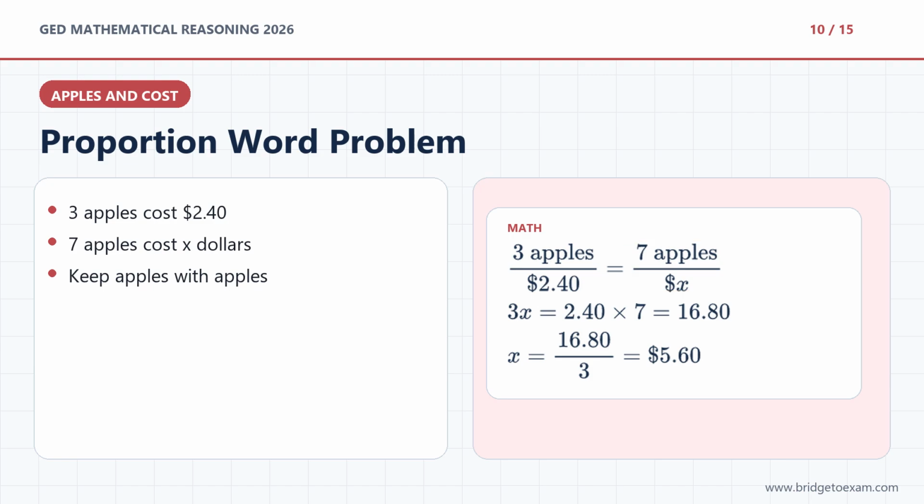If 3 apples cost $2.40, how much do 7 apples cost? Set up apples over cost on both sides. Then cross multiply. 3x equals 240 times 7, which is 1680. Divide by 3, and x is $5.60.